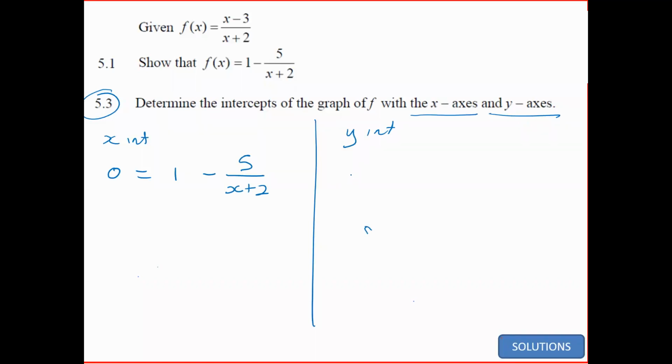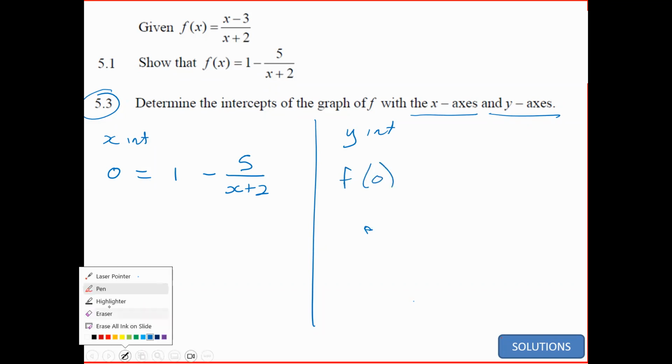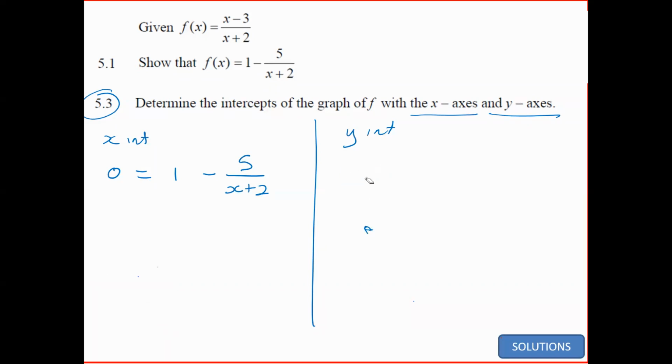So if we take our equation, in other words, we're finding f of 0. But I don't want to complicate it. Very simply put, what are we going to do? Rewrite that and say y, which is f of x, is equal to 1 minus 5 over 0 plus 2. Okay, I'm going to give you a minute to quickly work that out and tell me what you get.